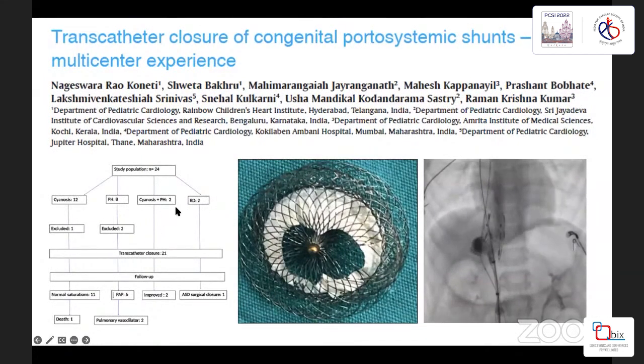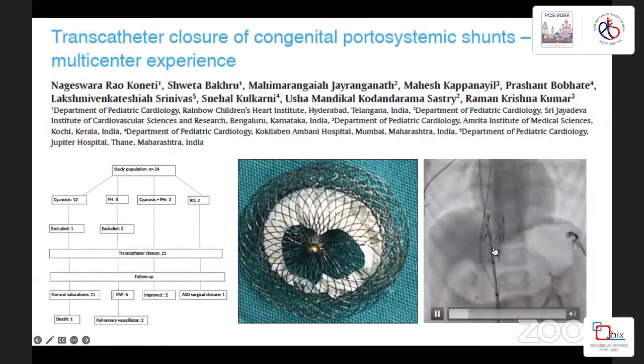This is the multi-center data of 24 cases of Abernethy. In some of the cases where there are hypoplastic portal radicals or where the portal pressures are high, we remove the fabric and allow the shunt to be there for some more time.